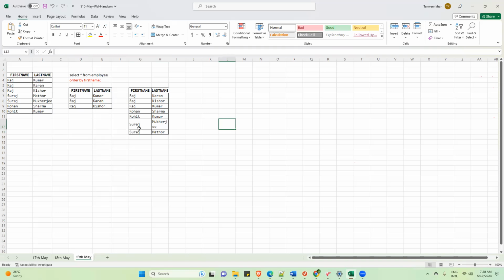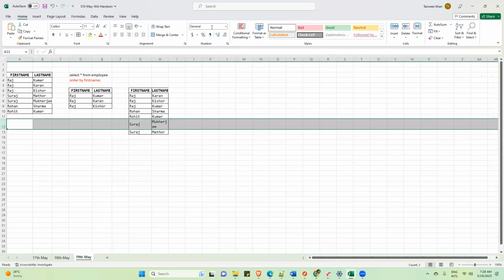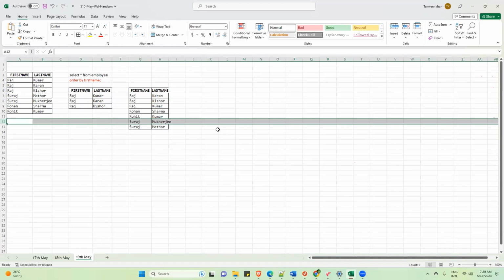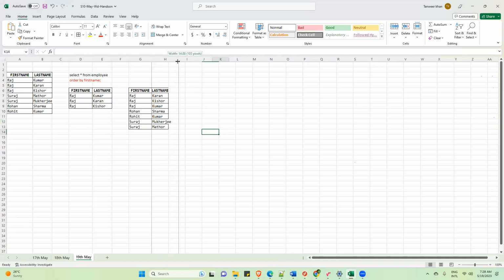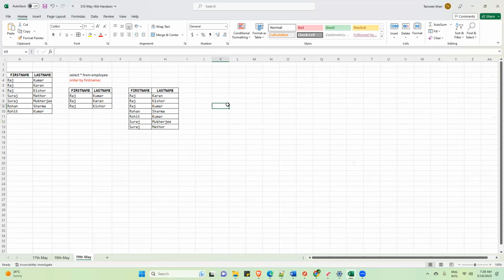That is what I told, that Suraj Mukherjee and Suraj Mathur both have the same first name. Then it is the wish of the SQL engine. It can display anyone in any sequence. Okay. Perfect. Any other question, anyone? Is this clear? Yes. Okay.